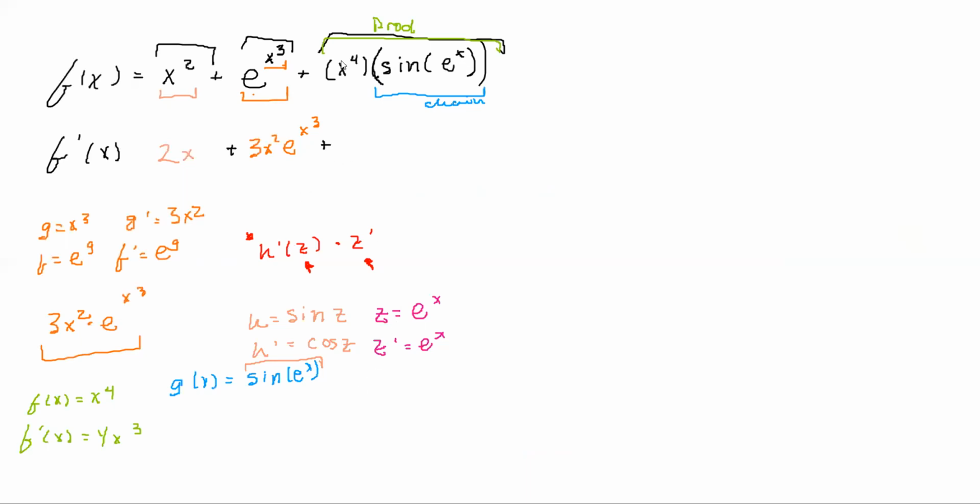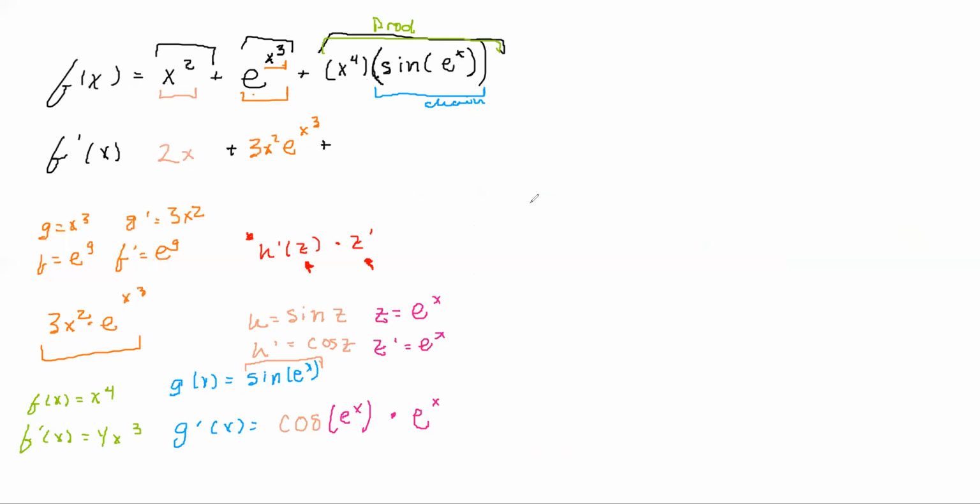So I'm going to put this all together, and I'm going to say that g prime of x is equal to cos of e to the x times e to the x. So now I have all the information I need to solve this using my product rule. I have f prime, I have g, and thanks to the chain rule, I have g prime. So I'm going to put it all together.